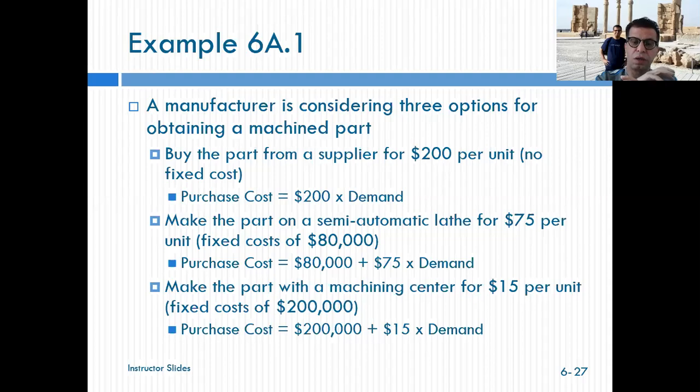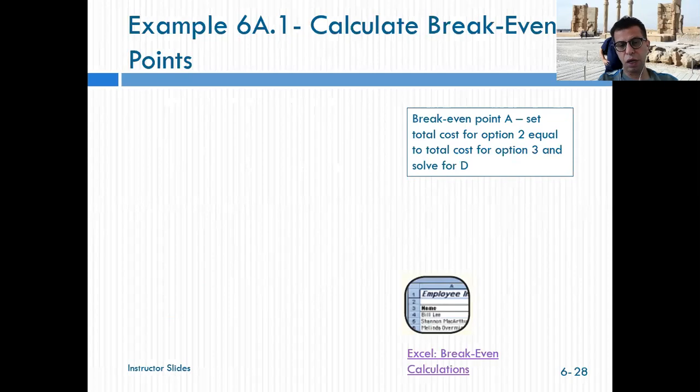$75 per unit. So here you want to see whether it's worth buying a machine which costs you $80,000 plus $75 per unit. So you multiply, the purchase cost, which is $80,000 plus $75 per unit, by how many are needed. Now, if you want to buy a full setup machine, you're not going to use the supplier anymore, but the full setup machine will cost you $200,000 as a fixed, initial cost, plus $15 for every unit you produce. So what you do here is basically compare them. There is an Excel sheet, but we're not going to look at the Excel sheet.